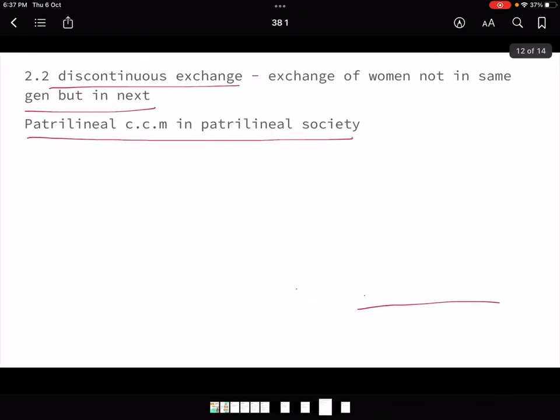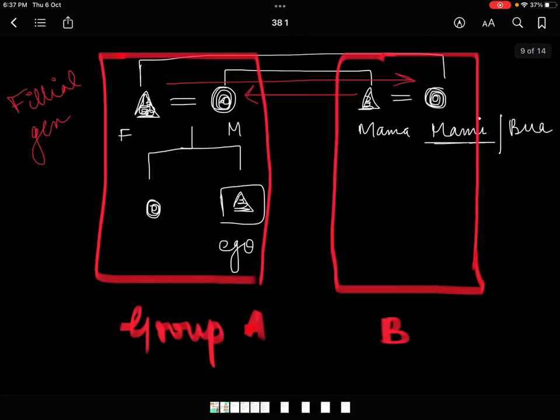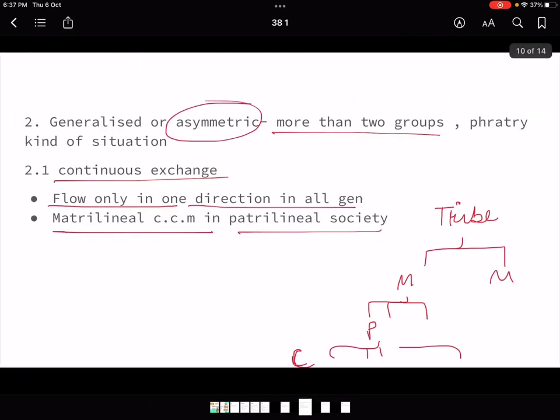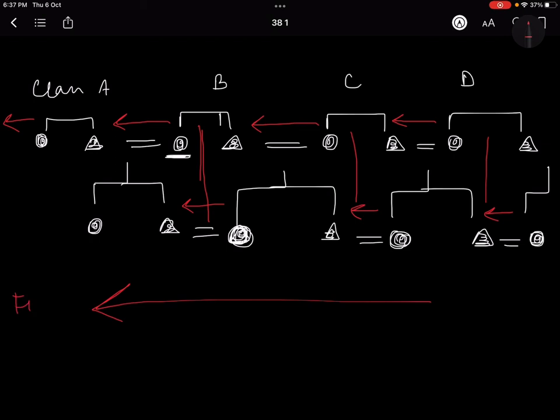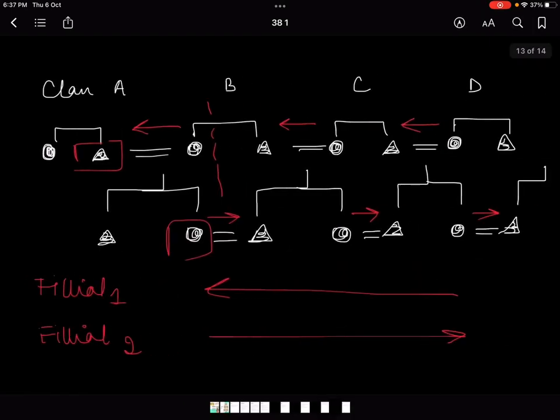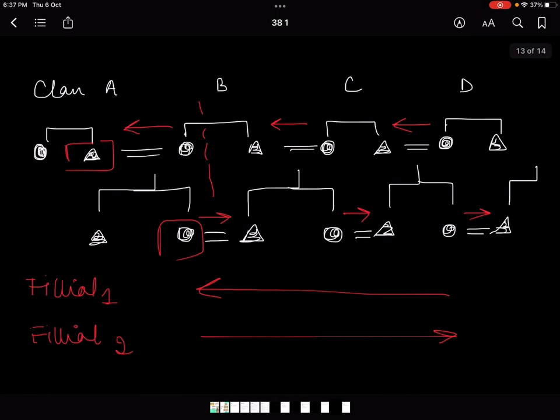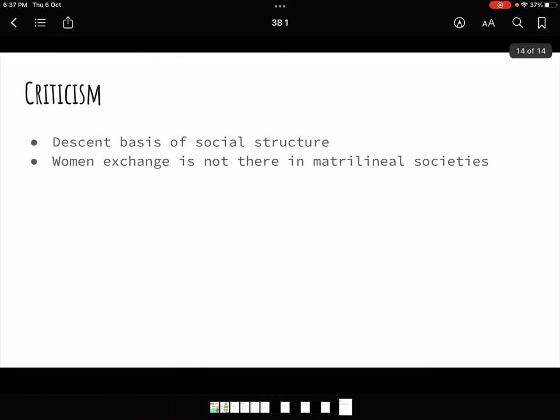Exchange में we saw three kinds of exchanges. First one was this, which is restricted exchange in two groups only. More than two groups में there is, इसको भी मैं यहाँ पे ऐसे कर देती हूँ, filial 1 में भी the direction will remain the same, filial 2 में भी direction will remain the same. So this was continuous wala, and then we will come to the last one, that is discontinuous wala, right? So these were the three kinds of exchange that Claude Lévi-Strauss was talking about.